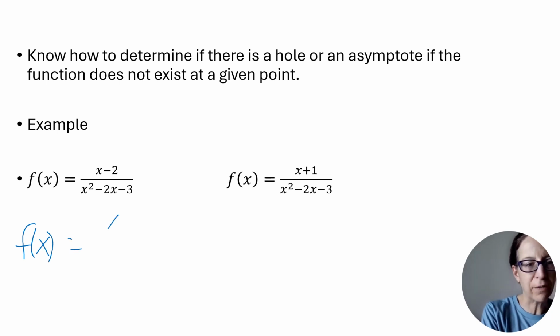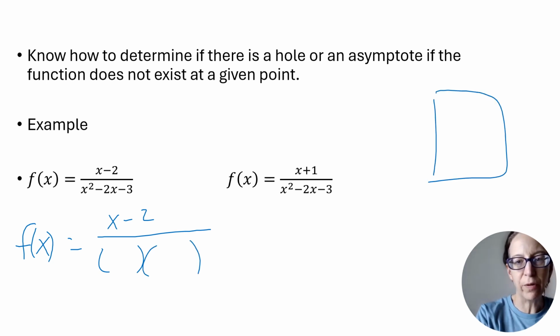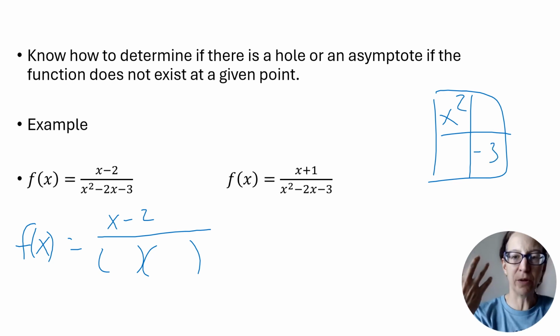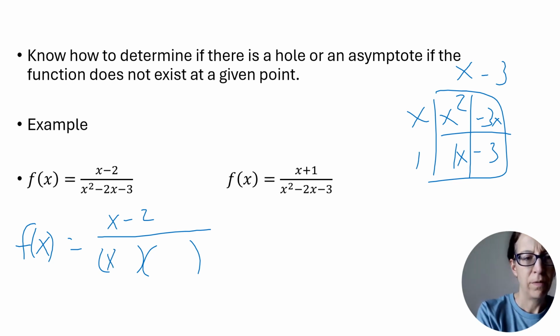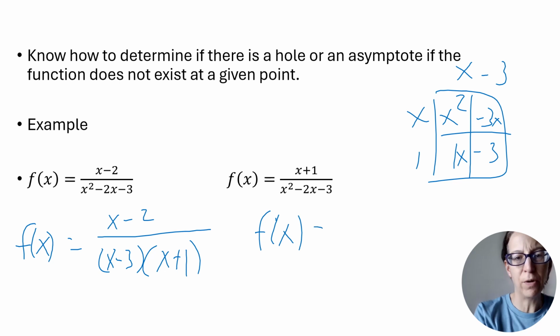Well, first, you do need to factor everything. And that denominator, just to do a quick review of the factoring, we have x squared, we have a -3. We're looking for 2 numbers that multiply to -3 that add up to -2, which would be -3 and +1. And so we would have x minus 3 and x plus 1. Okay, and then this one I wrote so that it was actually the same. So x minus 3 and x plus 1.